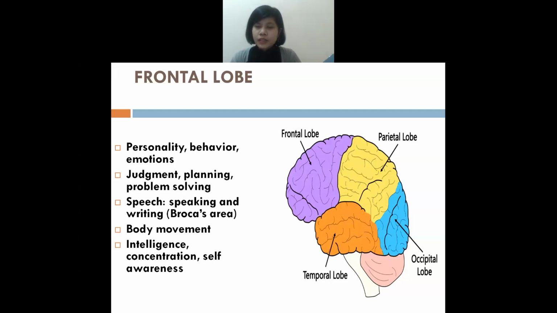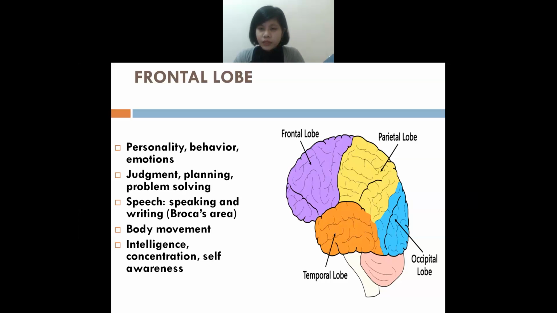And next is judgment. Judgment in the sense like, if you do something wrong or if you do something right, who will tell you whether it's right or wrong? Your frontal lobe. Understand? So your frontal lobe is responsible for judgment. And also the frontal lobe is responsible for planning. It helps you in planning something, what to do, what not to do in future.